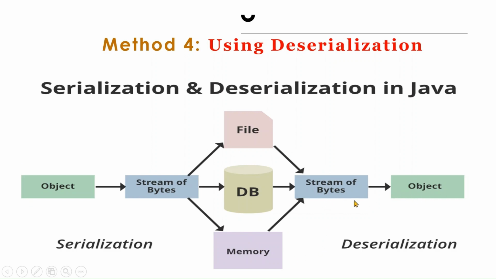Now I need to reconstruct the object. So you take the byte streams. It could be from a file, or from a database, or from memory. So from where you have saved the file, from there we need to take out the stream of bytes and reconstruct the object. That is called deserialization. Converting an object to a stream of bytes is serialization. Converting a stream of bytes into an object is deserialization.